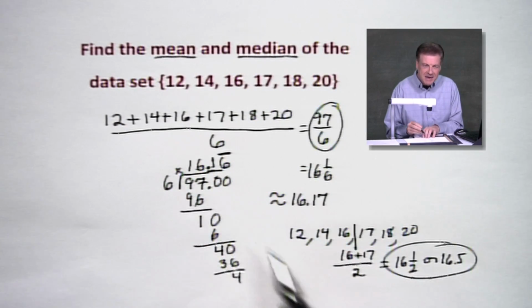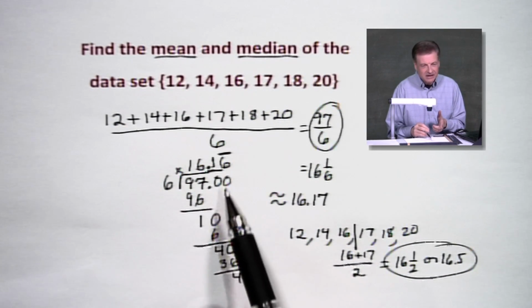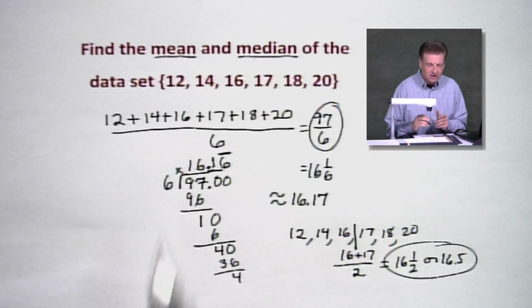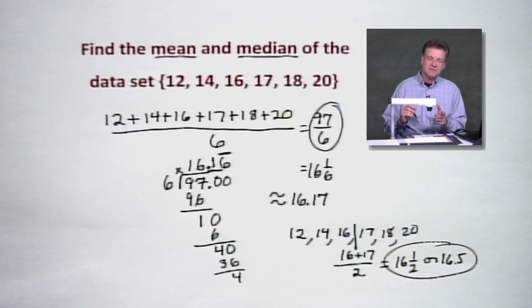Notice they are not the same answer. The mean looks a little bit smaller here, but that's the deal. They don't always work out to be the same, but that's how you deal with it. You go for the middle for the median, and you go for the average on the mean.